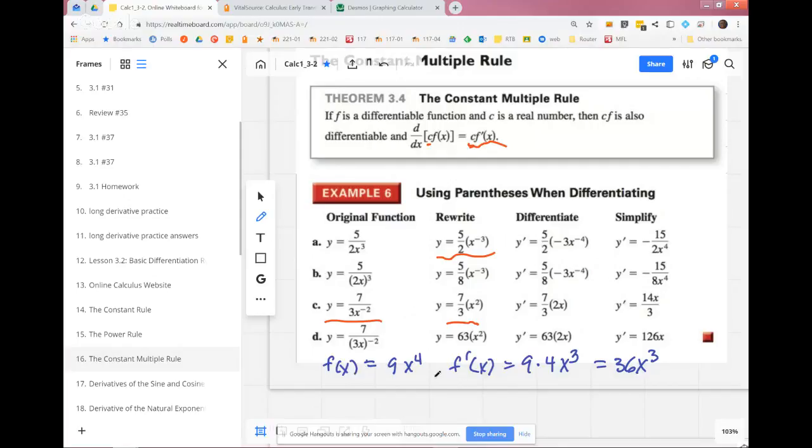Finally, let's look at the example I wrote on the bottom. If your function was 9x to the 4th, for the derivative, we don't have any negative exponents, so we can begin right away here. Take 4, multiply it by the quantity, reduce the power by 1, simplify. 9 times 4 is 36.